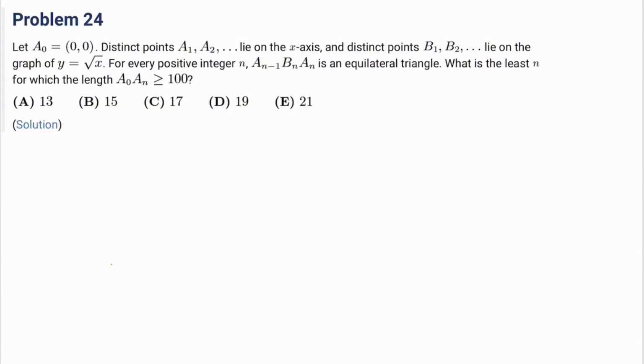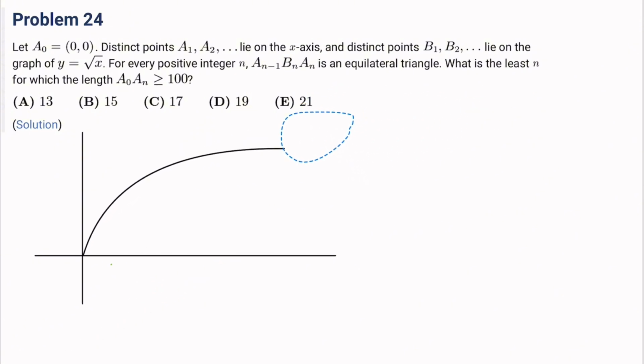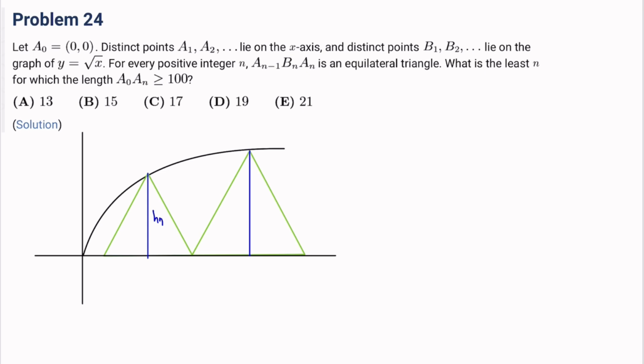Okay, so first let's draw the coordinate plane like that, and like that. That will give us, we can bring out our root x here, like that. So if that is root x, right, then let's just try to draw two of these equilateral triangles. So those are going to be the two triangles. And since we don't know which number these are, let's say the height is hn, and let's say the height of this one is hn plus 1.